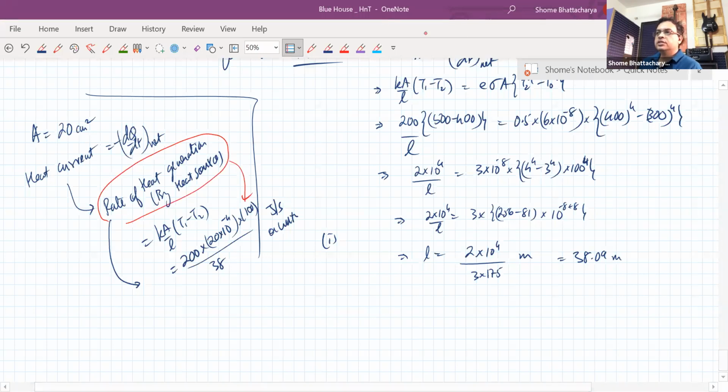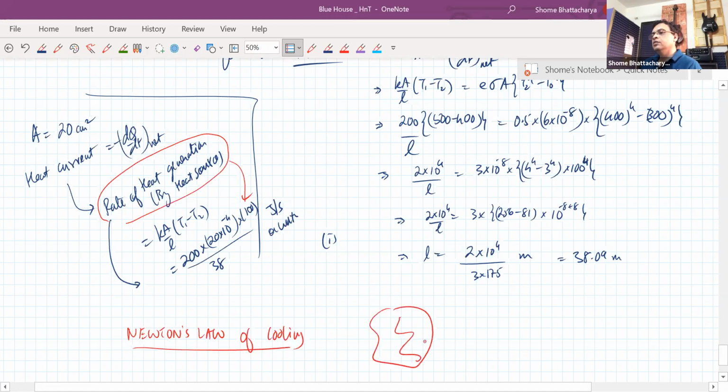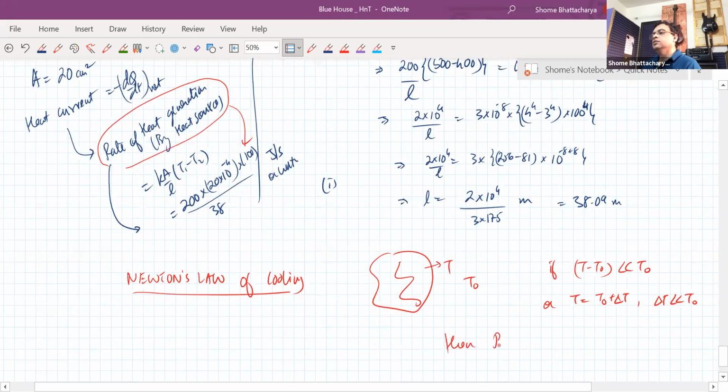Right, so with that, we are coming to conclusion of today's lecture. Now, next lecture, we will see something very interesting called Newton's law of cooling, which shows us that when you have a body at surface temperature T in a surrounding of temperature T naught, if T minus T naught is very small compared to the surrounding temperature, or we can say that the temperature of the body is equal to the surrounding plus delta T, where delta T is small compared to T naught, then the rate of cooling, that is the rate at which its temperature drops, is directly proportional to temperature difference.